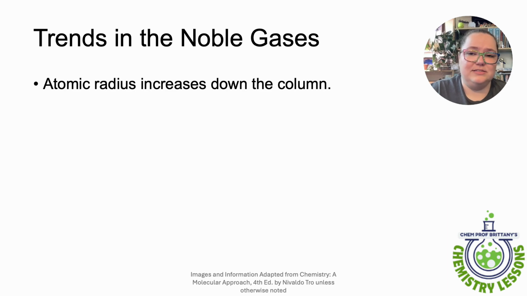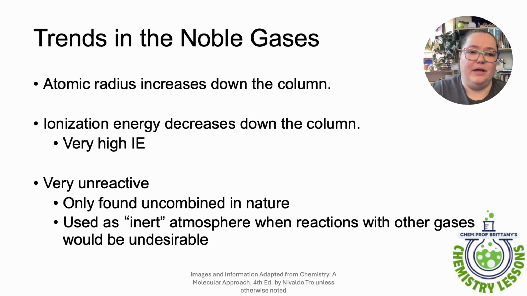All right, our noble gases, we know that, again, ionization energy decreases down the column. The ionization energy for our noble gases is very, very high, but it decreases down the column per usual. Our atomic radius increases as we go down the column, but our noble gases are very unreactive. They're only found uncombined in nature, and we use them as an inert atmosphere whenever we need a reaction that can't happen in oxygen, for example. We'll do it in a container where all of the oxygen has been removed and replaced with one of these inert gases, and then we'll perform the reaction in there.